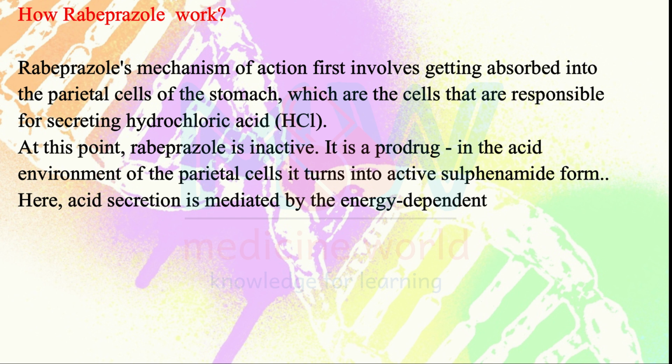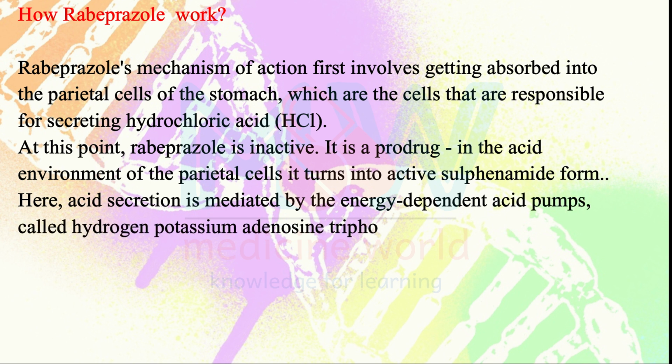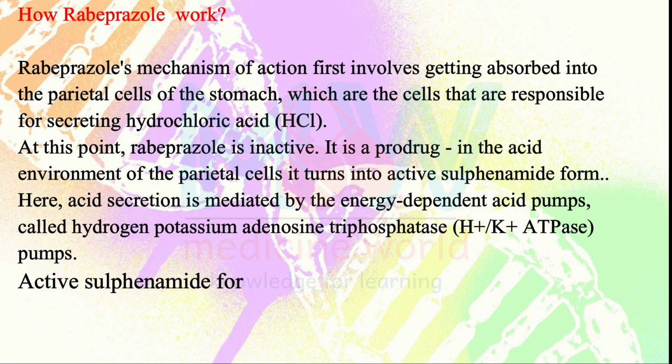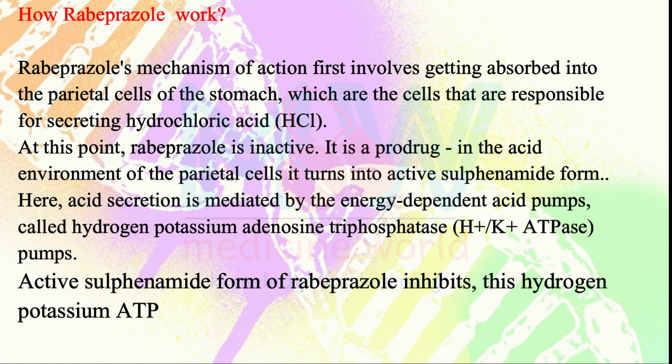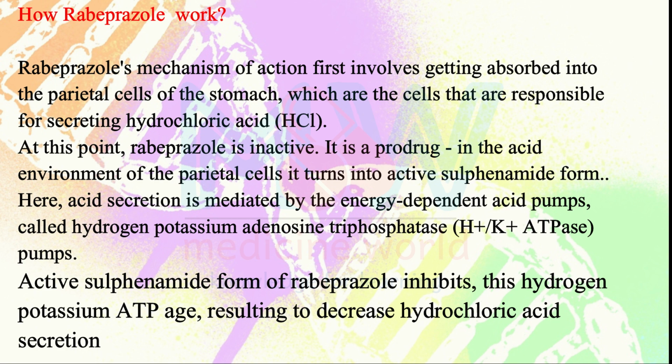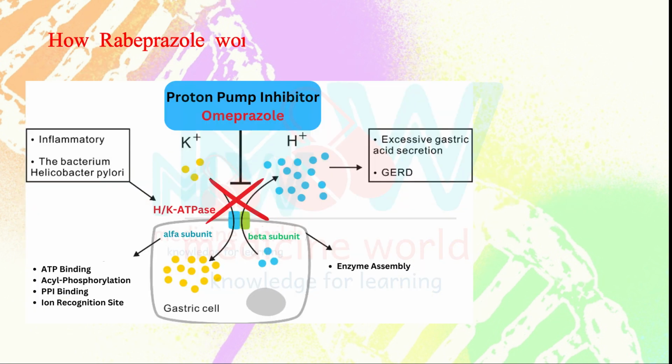Here, acid secretion is mediated by the energy-dependent acid pumps, called hydrogen-potassium ATPase. The active sulfonamide form of Rabeprazole inhibits this hydrogen-potassium ATPase, resulting in decreased hydrochloric acid secretion in the stomach. Now we will learn about how a proton pump inhibitor inhibits hydrogen potassium ATPase.